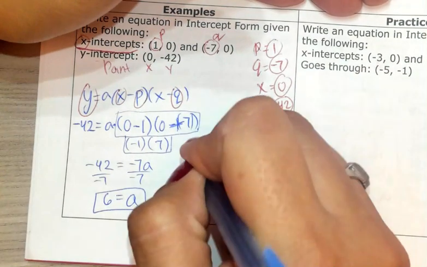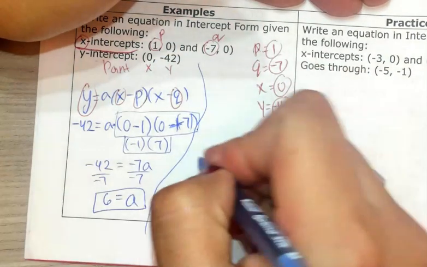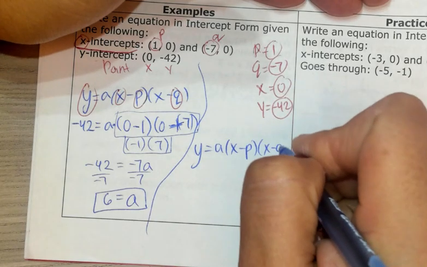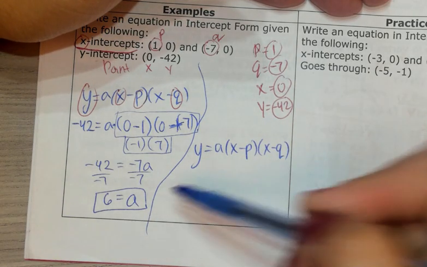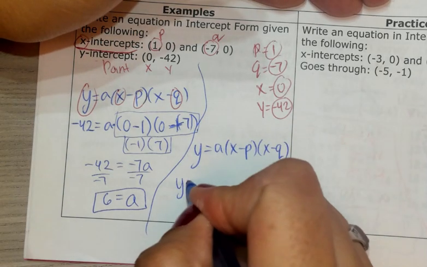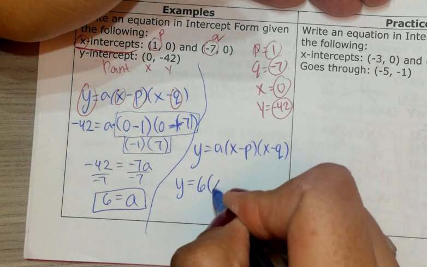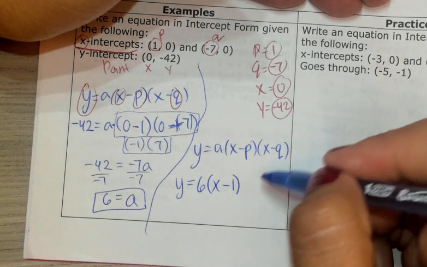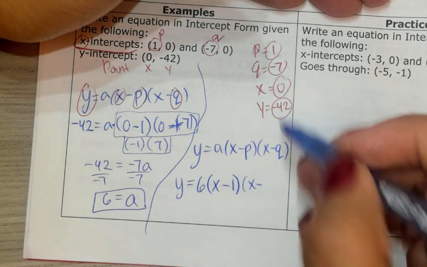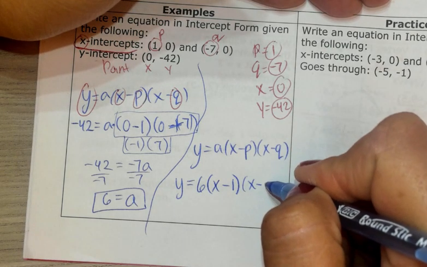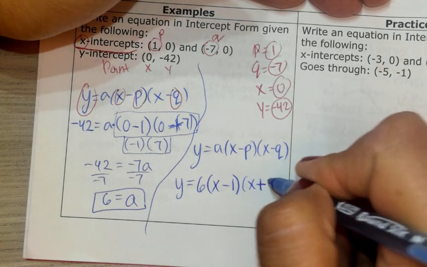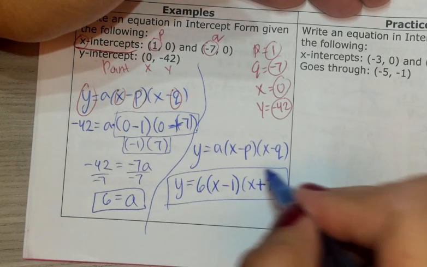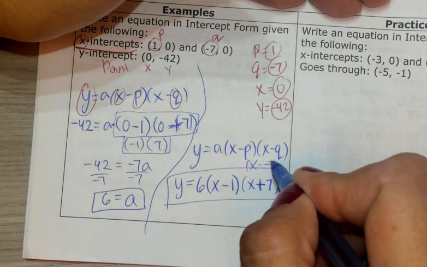What we're going to do now is write the template again: y equals a times (x minus p) times (x minus q). Now that we have the a, we're going to put it in there. So y equals 6 times (x minus your p, which is 1) times (x minus your q, which is -7). When you do minus negative, you end up with a +7. Just a reminder, this is a simplified version of writing x minus -7.